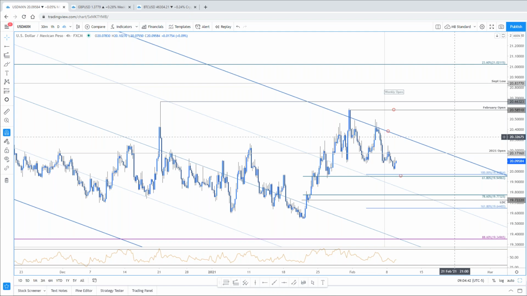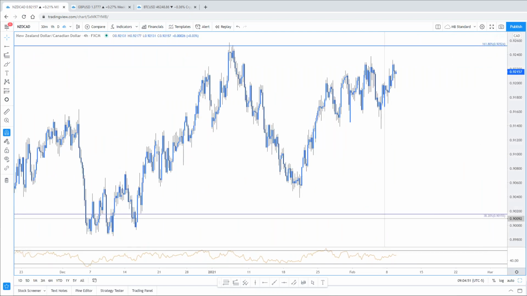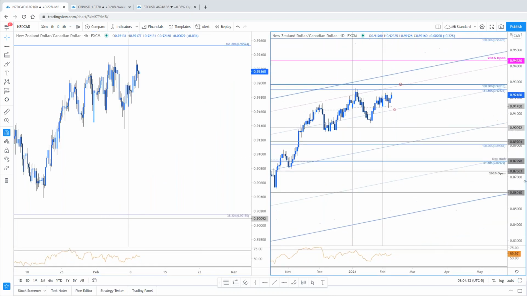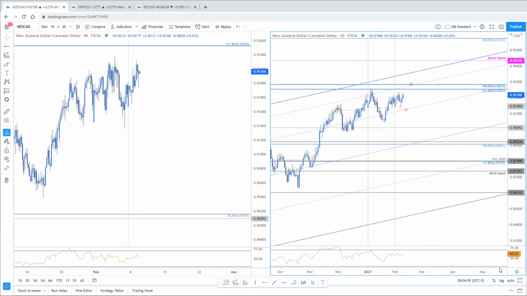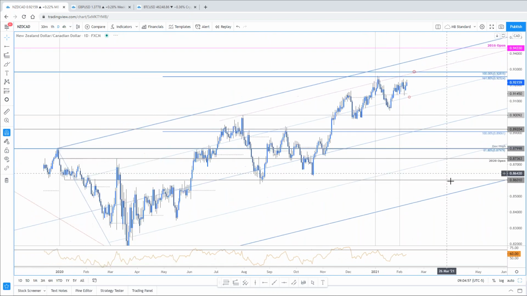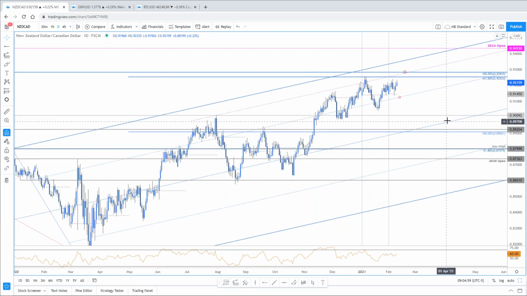I'm looking to see how this gold plays out, but let me take Marcin's questions here. Kiwi CAD looks like this. So I'll tell you what, Kiwi CAD, as it stands right now, is of immaculate monthly opening range. I mean, Marcin, here's your monthly open.